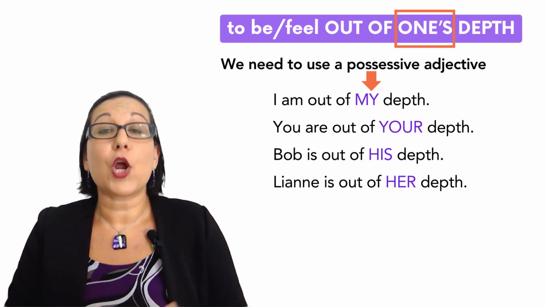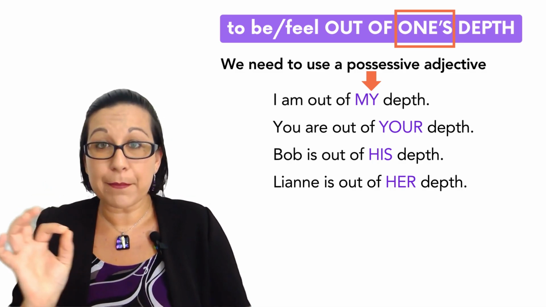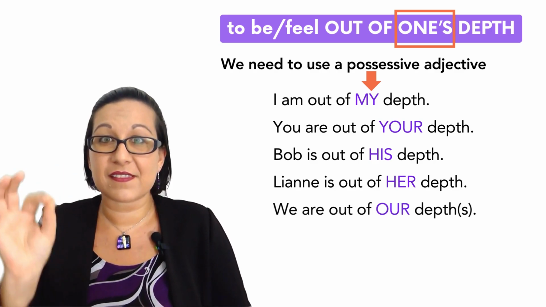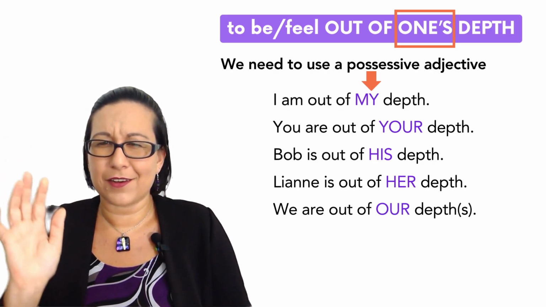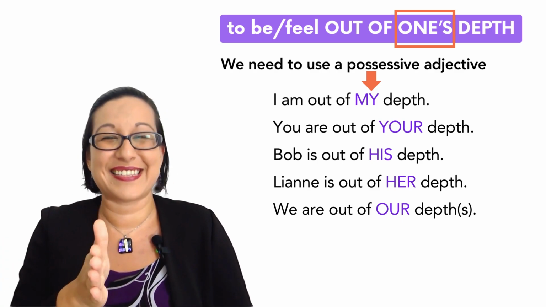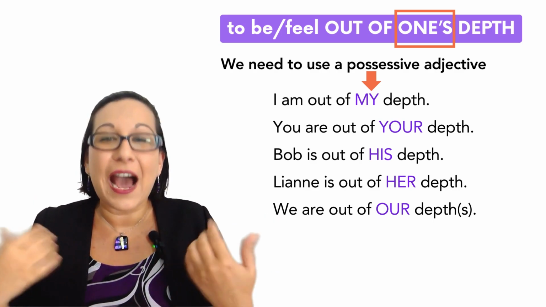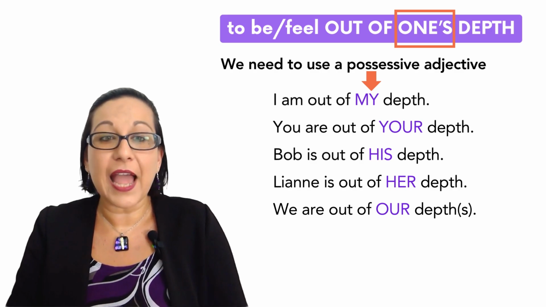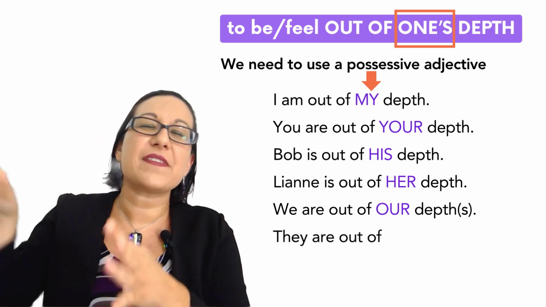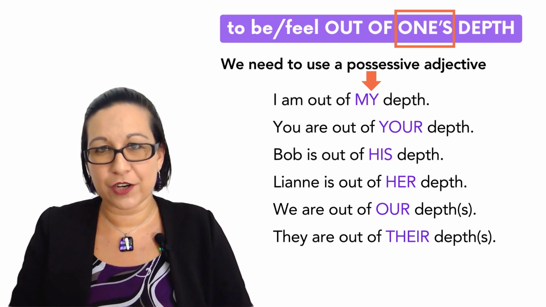And then for our plurals, well, you can decide if you're going to say depth or depths. Depths. I know a lot of you don't like pronouncing that, so you might opt to just say depth. That's fine. So we are out of our depth. And what about they? What would you say? They are out of their depth.